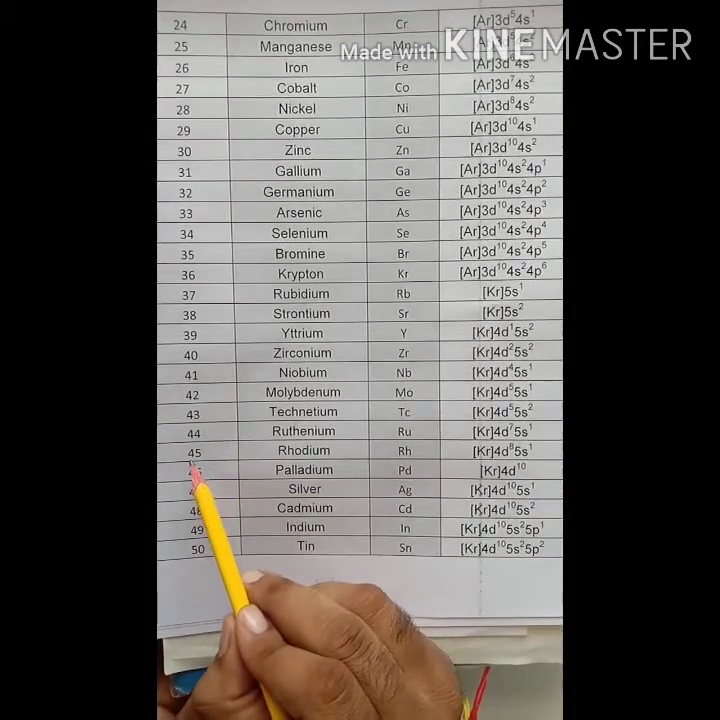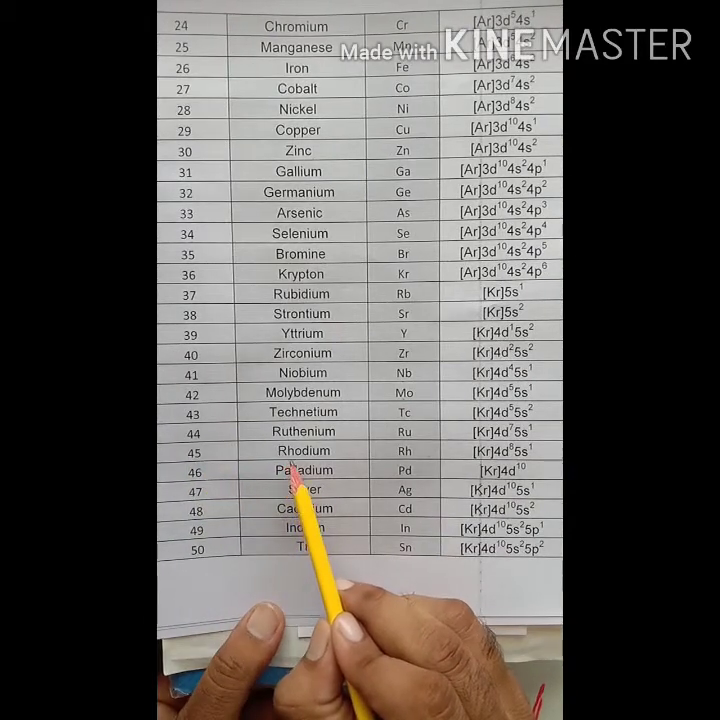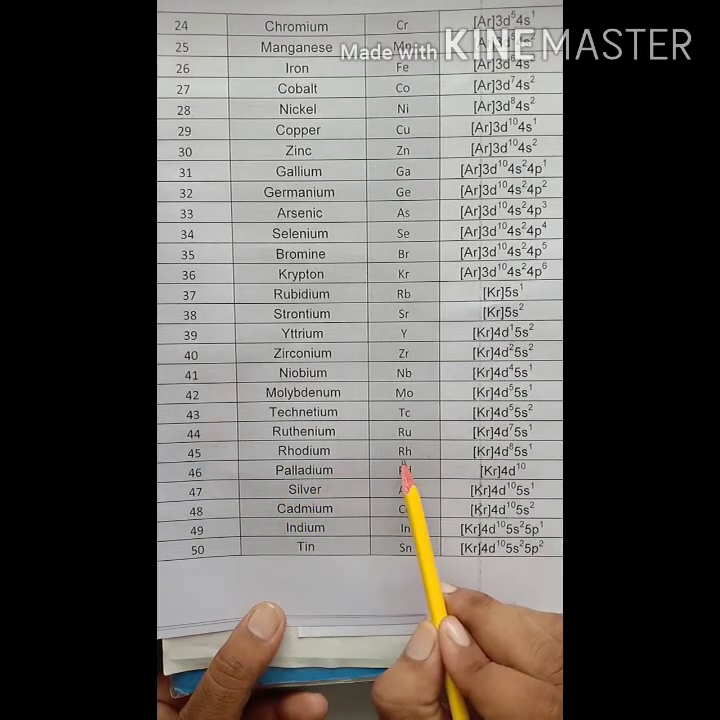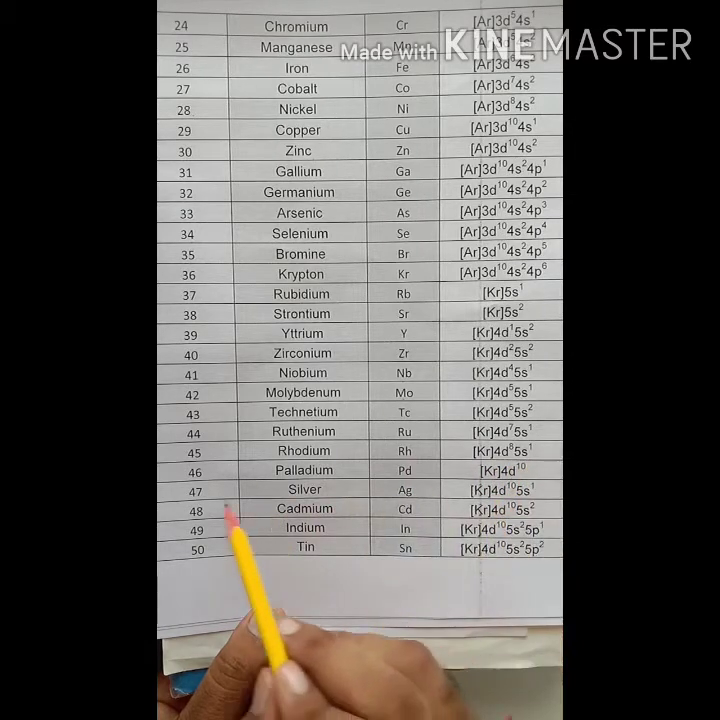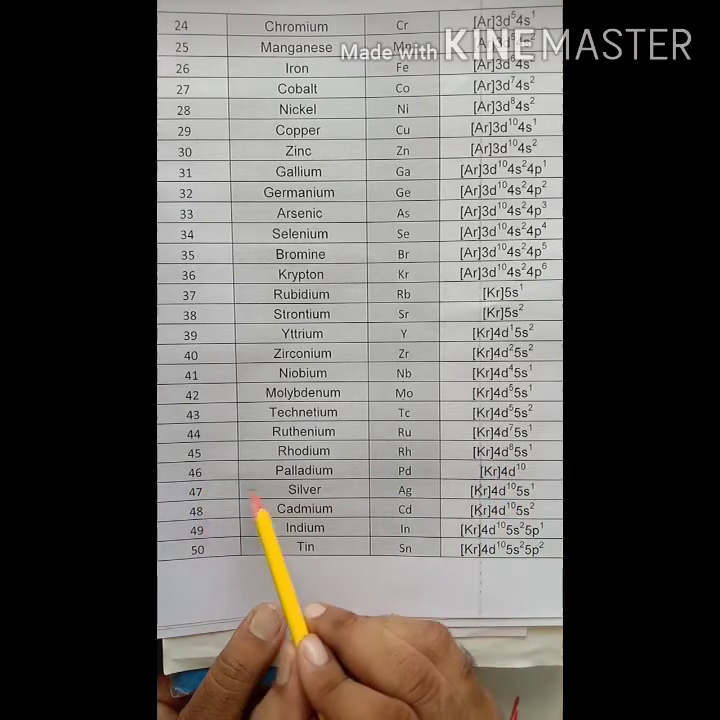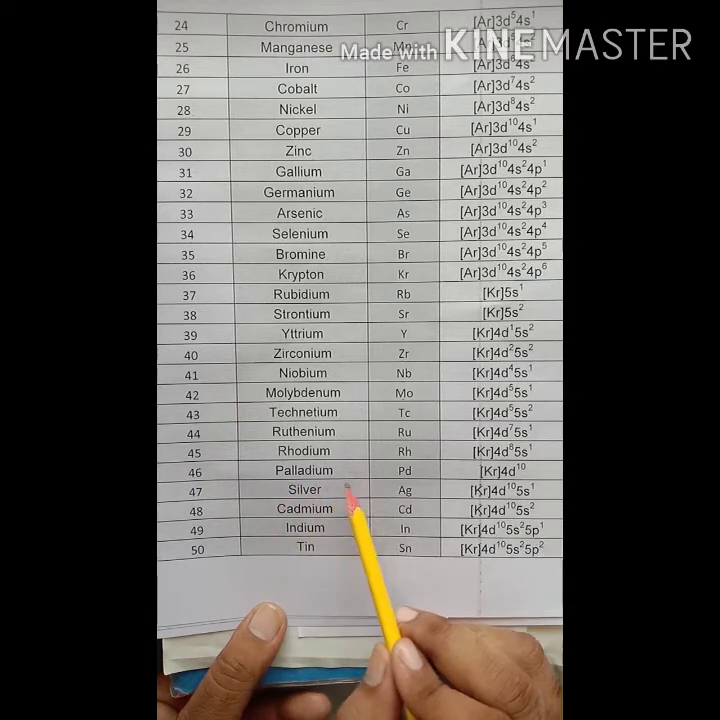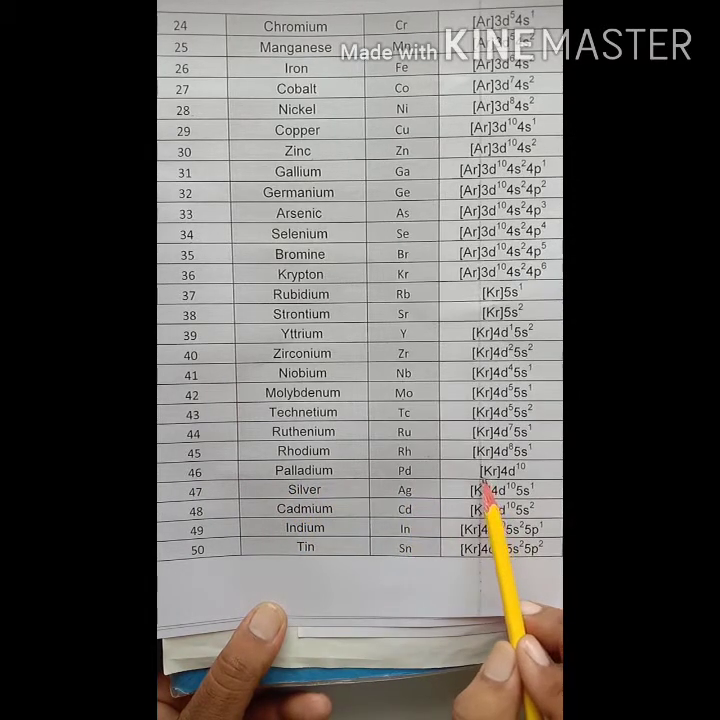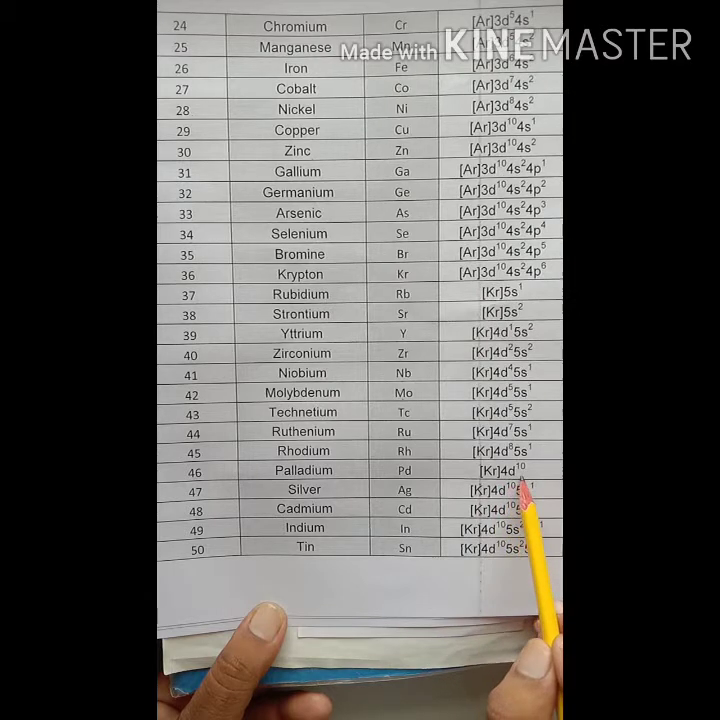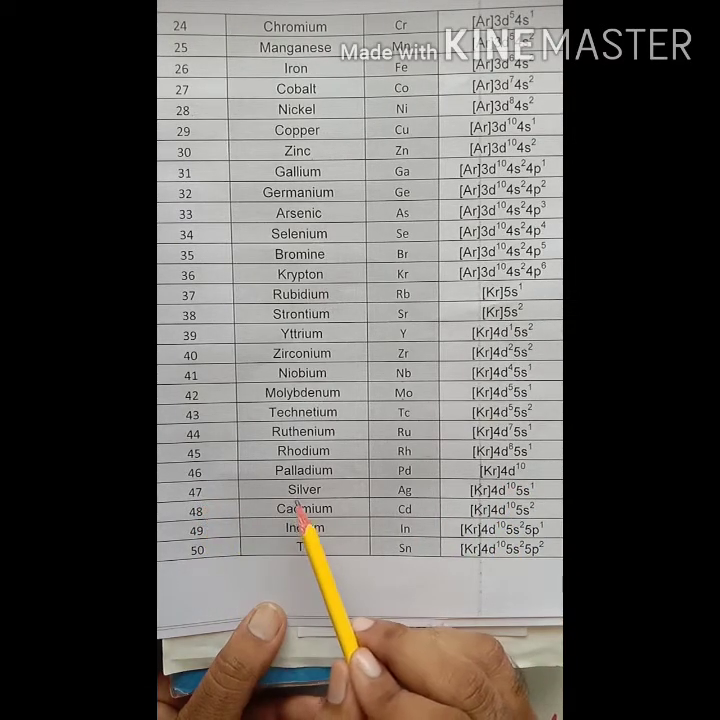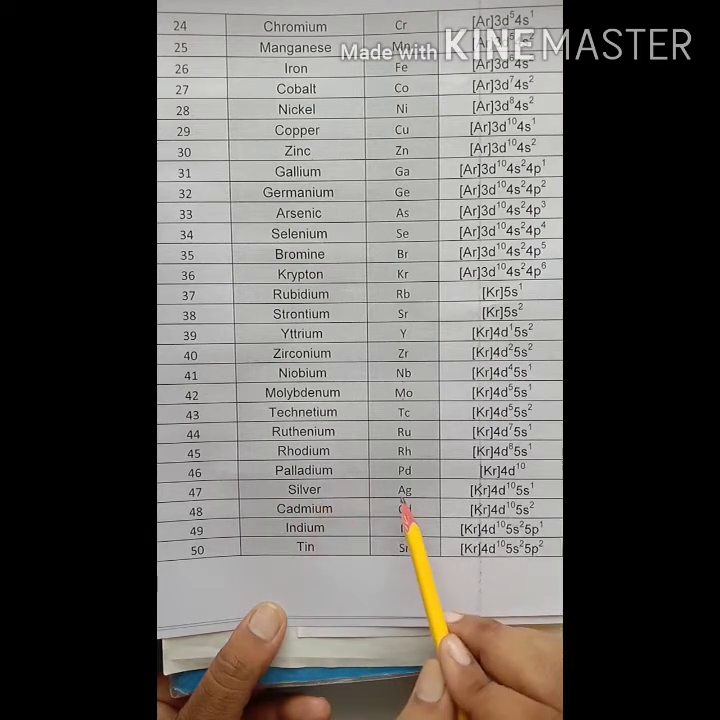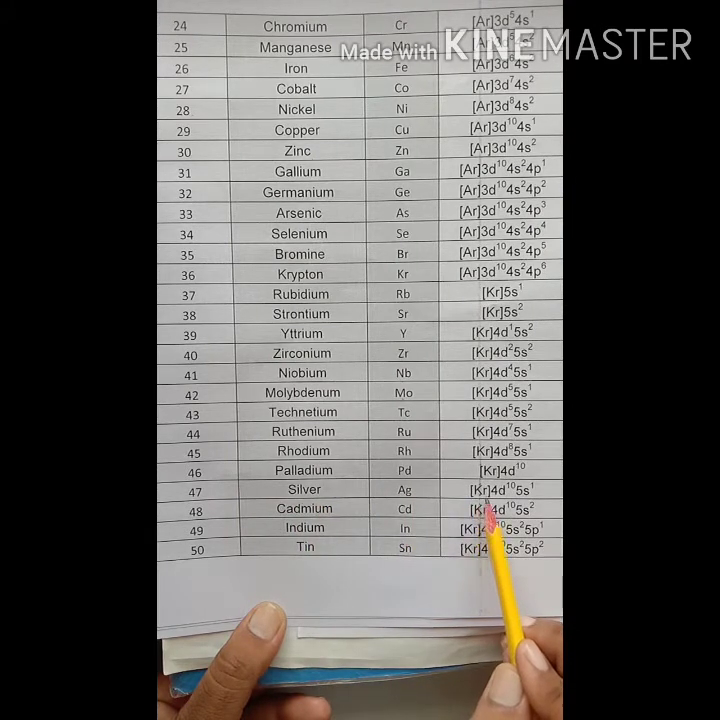The next atomic number is 45. Name of element is rhodium. Symbol is Rh. Electronic configuration is Kr 4d8 5s1. Next atomic number is 46. Name of element is palladium. Symbol is Pd. Electronic configuration is Kr 4d10. Next atomic number is 47. Name of element is silver. Symbol is Ag. Electronic configuration is Kr 4d10 5s1.